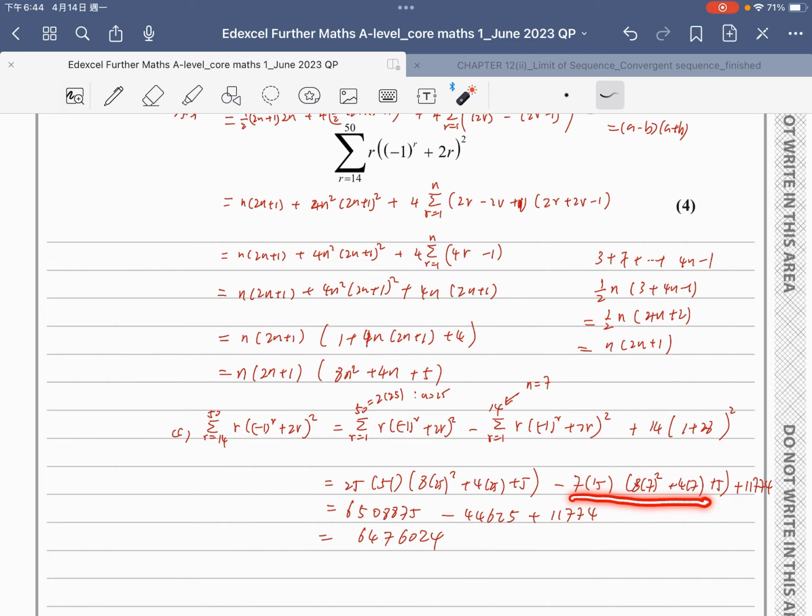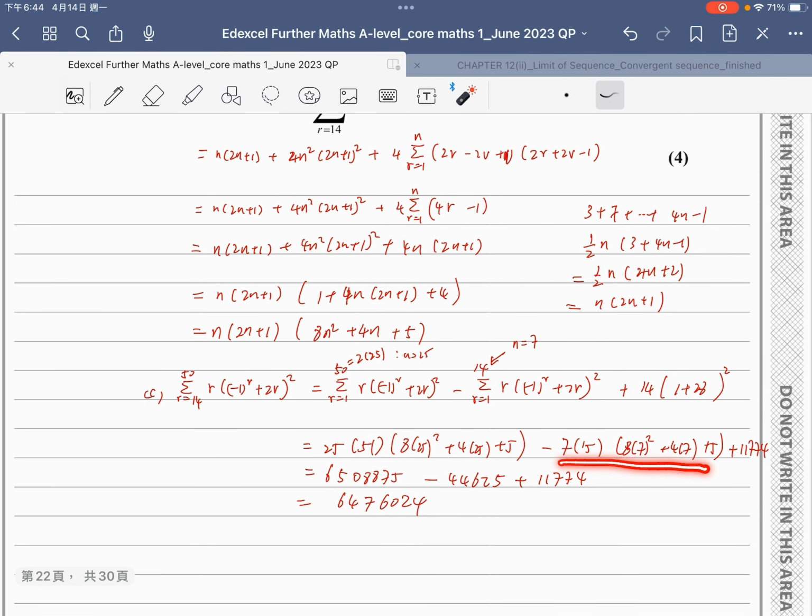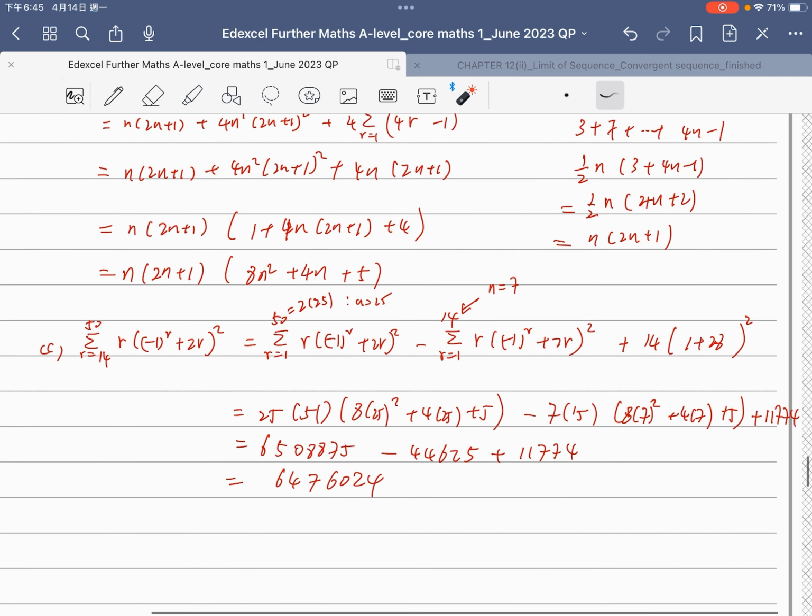No, not u. It is 7, not u. Okay, and then put 7 into this formula, becomes 7 times 15 and times this one. And finally, this one is equal to 11,774. Use your calculator to obtain the final result, which is 64,... okay, that's fine, 76,024. That's the final answer of this question.